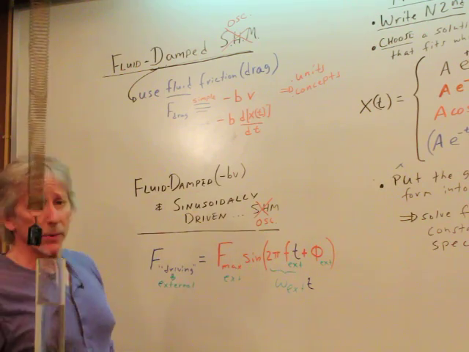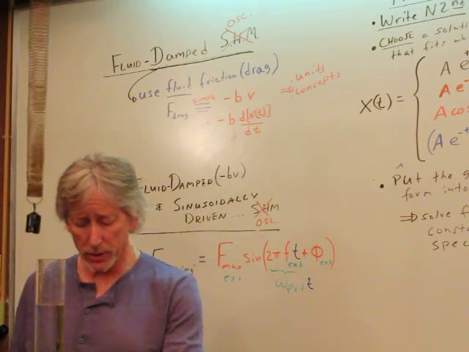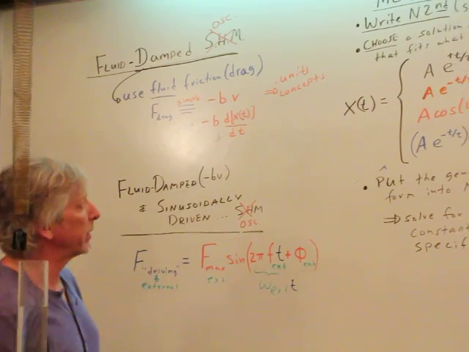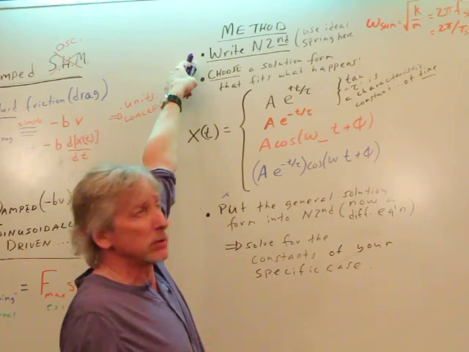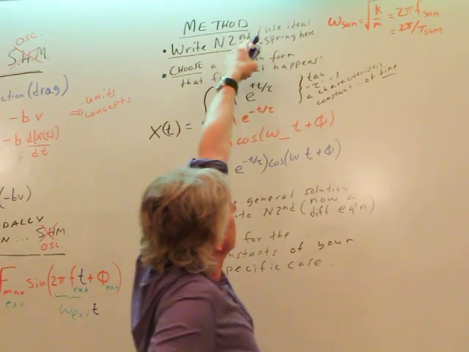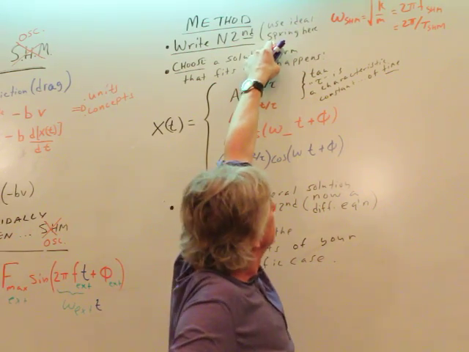But let's see what happens. Okay, let's do this. First, let's do the math, and we'll come back and check it out. So the method is, write Newton's second law, use an ideal spring with a force of negative kx.